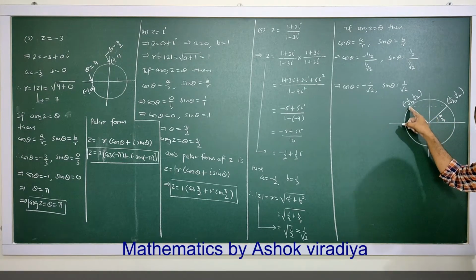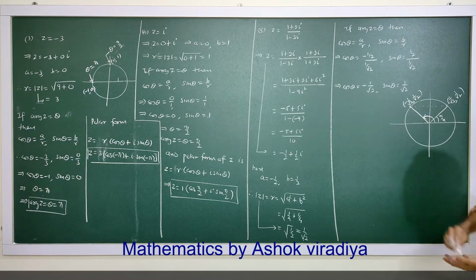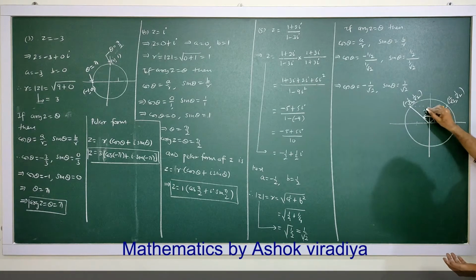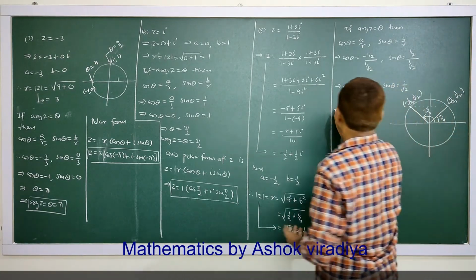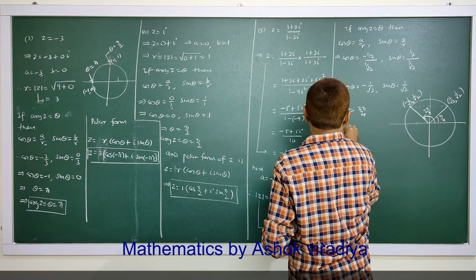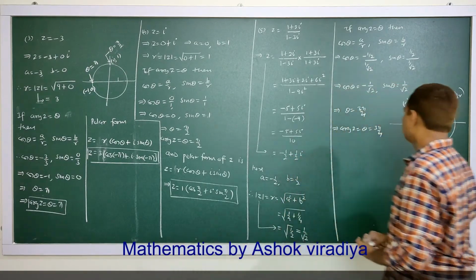Because the point is in the second quadrant, we measure theta along the anti-clockwise direction. So this is pi minus pi by 4. So it is 3 pi by 4. So theta is 3 pi by 4. So the argument of z is 3 pi by 4.